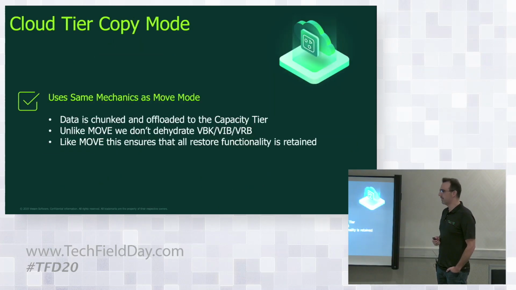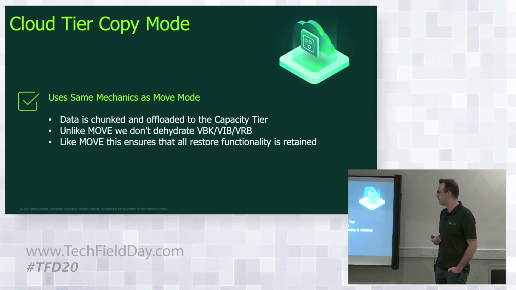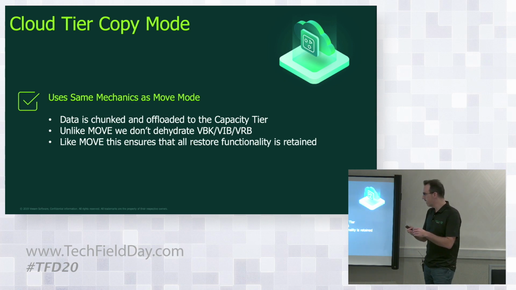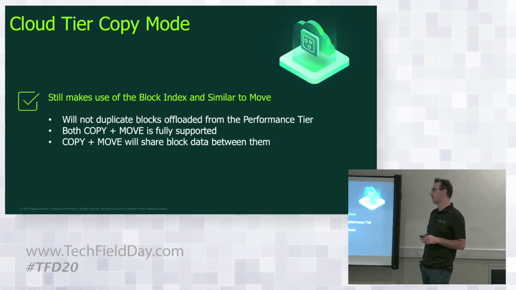The copy tier uses the same mechanics as move, so it shares the fundamental architecture, the logic that we've put in the smarts. Data is chunked and offloaded in the same way. The one difference is that, unlike move, we don't dehydrate those VBKs, obviously, because it's a direct copy. Like move, all restore functionality is retained. That's a very important point, and I'll show you exactly what it looks like in the demo.